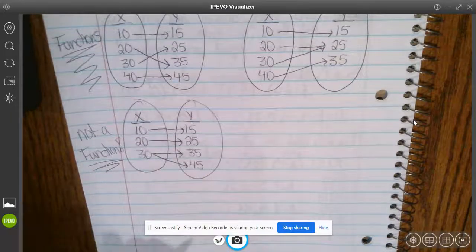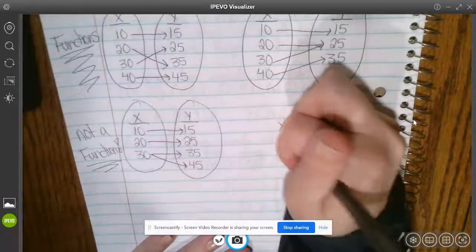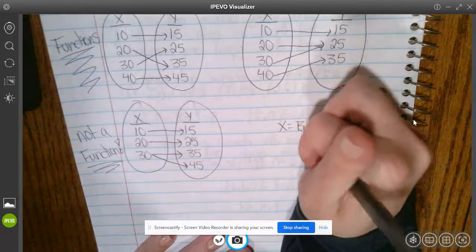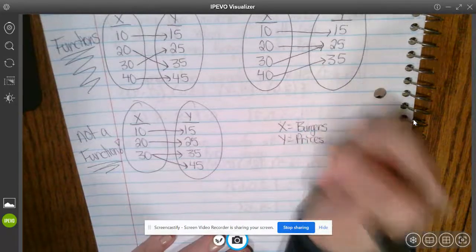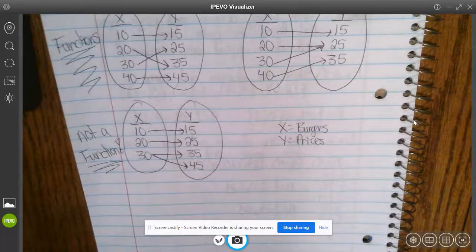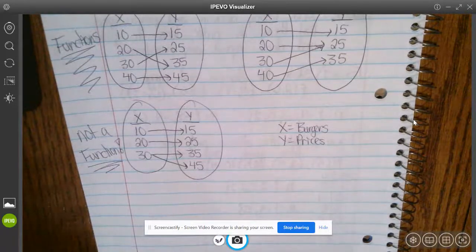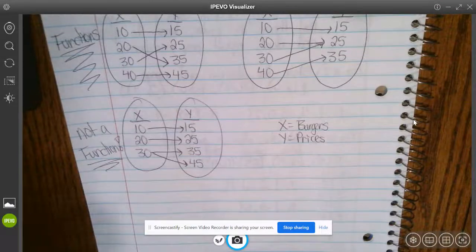Not a function. Okay, so x is equal burgers, y equals prices. Stupid, I know, but that's really the only way I can think that it makes sense.